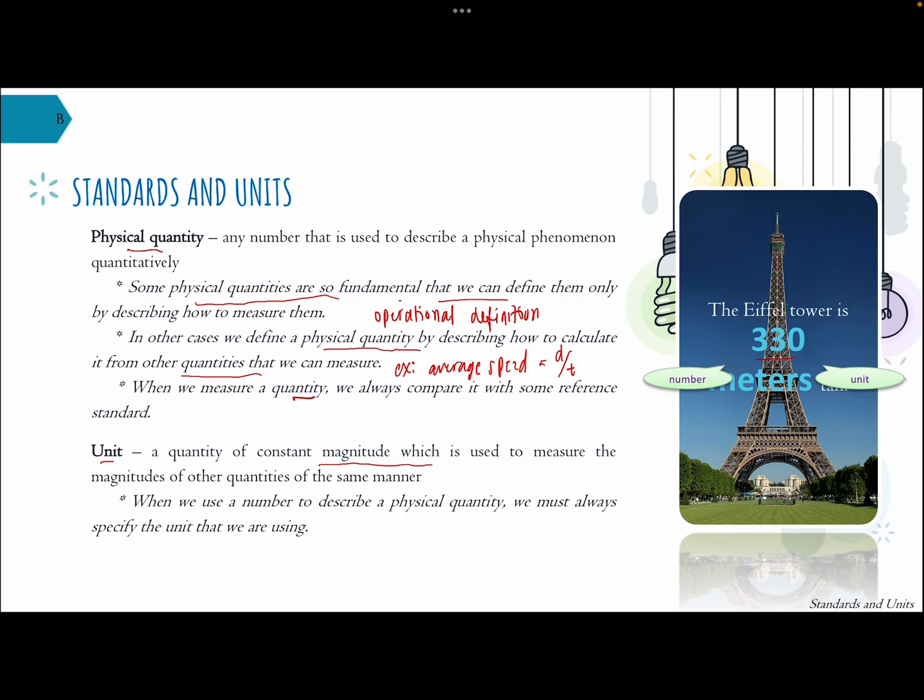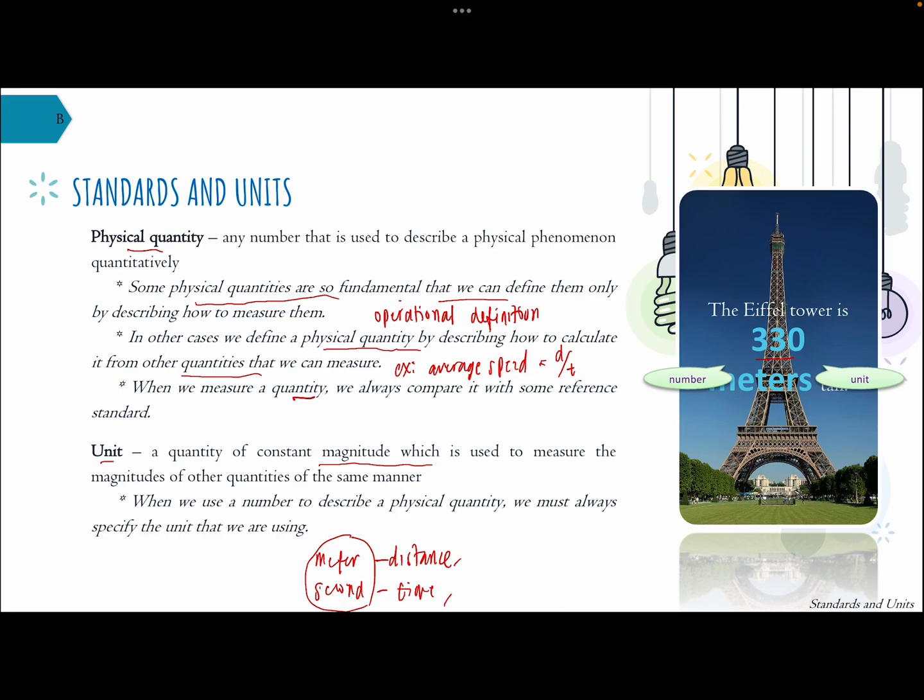Example is meter. So it is a unit of distance, right? And another example is second. So it is a unit of time. So meter and second are units of quantity. So these are the quantities.